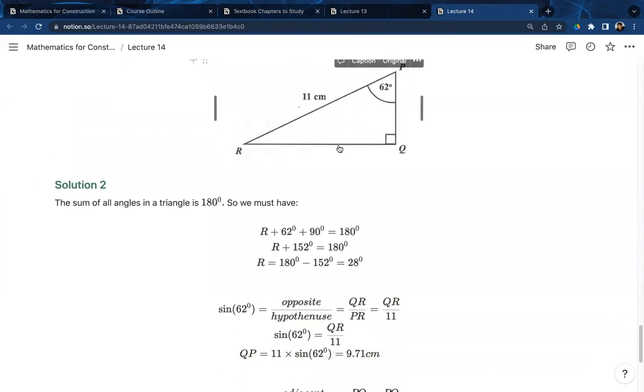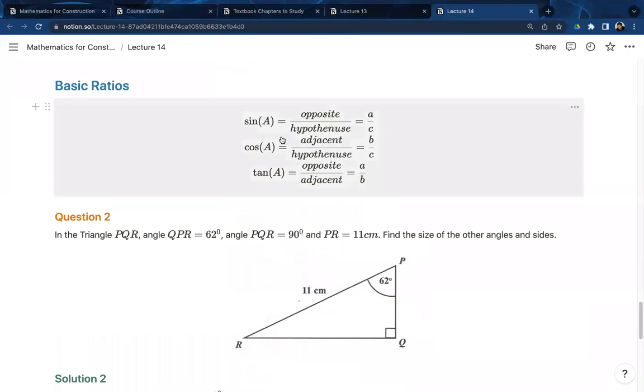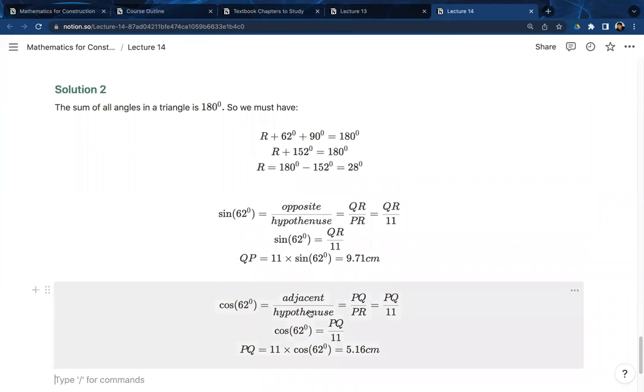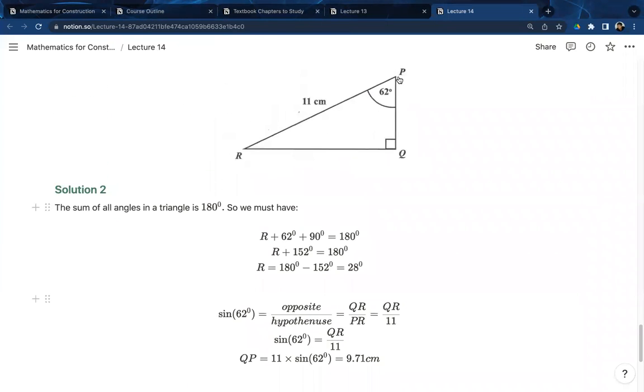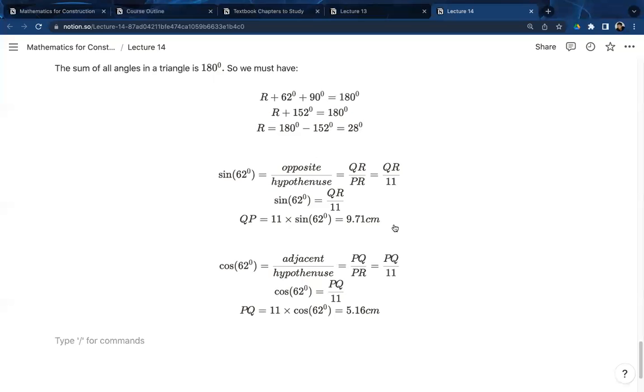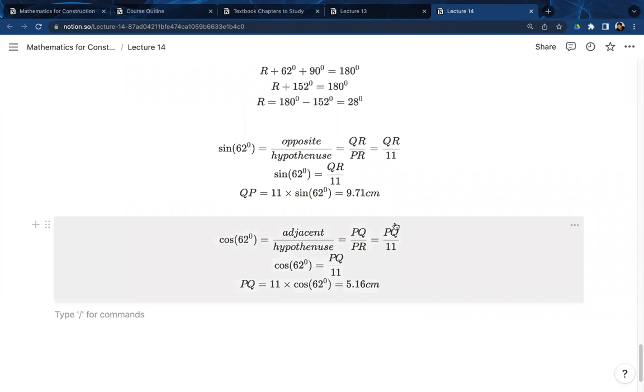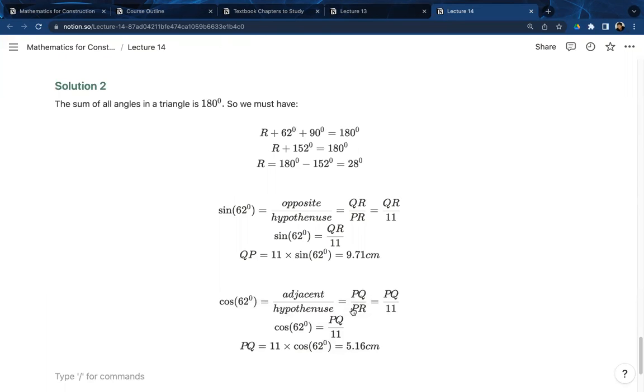Well, the other side is the adjacent. Which ratio has adjacent and hypotenuse? Adjacent and hypotenuse is cosine. So we say, okay, cosine of 62 is adjacent over hypotenuse, which is PQ over QR. Sorry, PQ over PR, right? As the hypotenuse, as is seen here. PQ over 11, change the subject of the formula, put it in your calculator and you find the side.